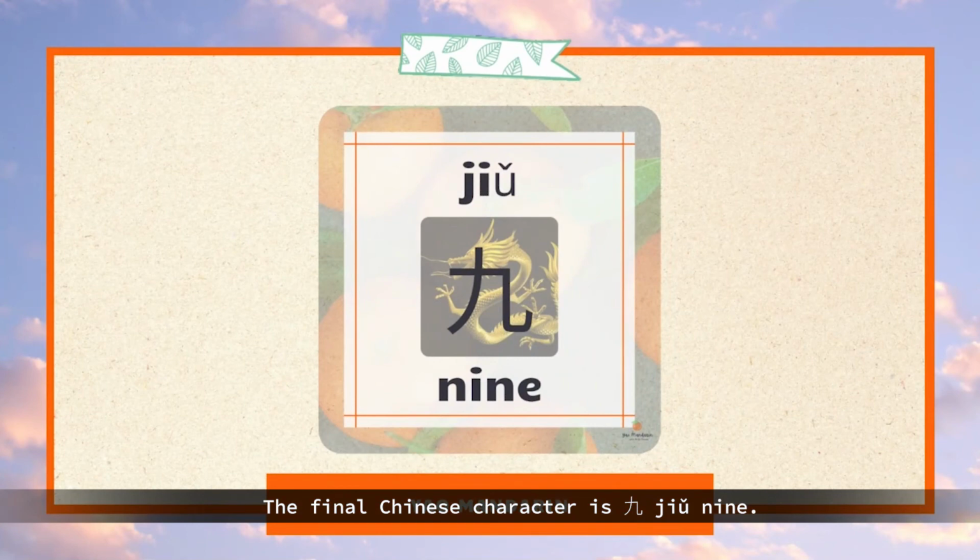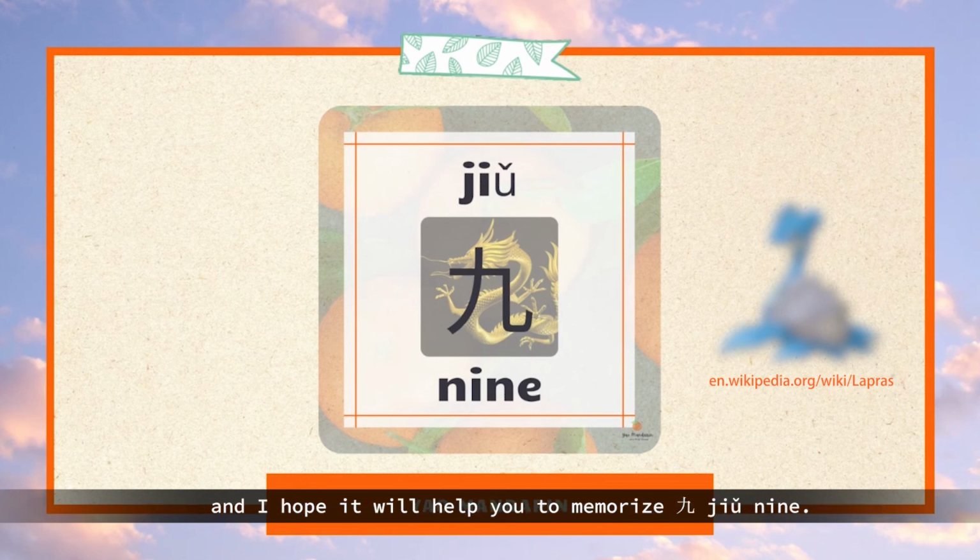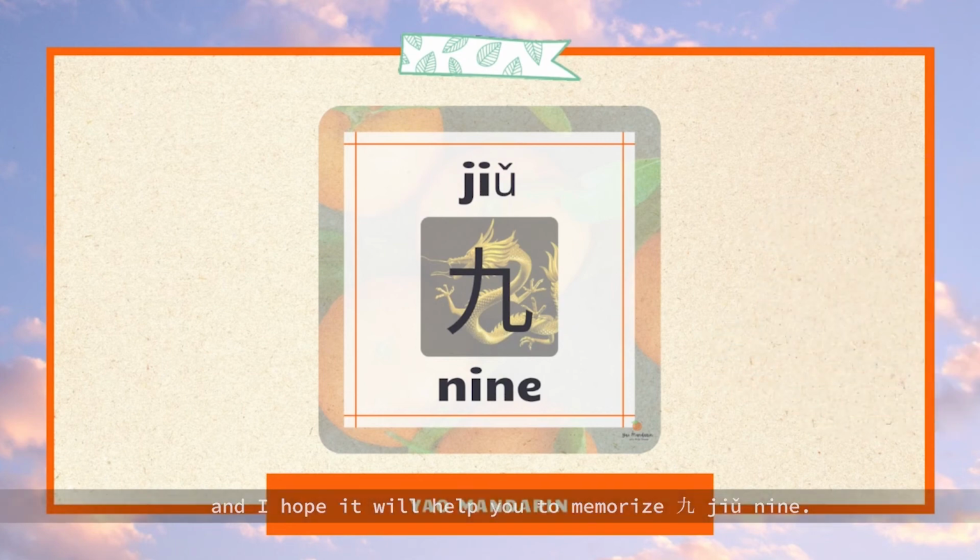The last Chinese character is 9. 9 is divided into 3 vertically, and it would help you to make the structure better. The shape of 9 reminds me of Lapras in Pokemon, and I hope it will help you to memorize 9.